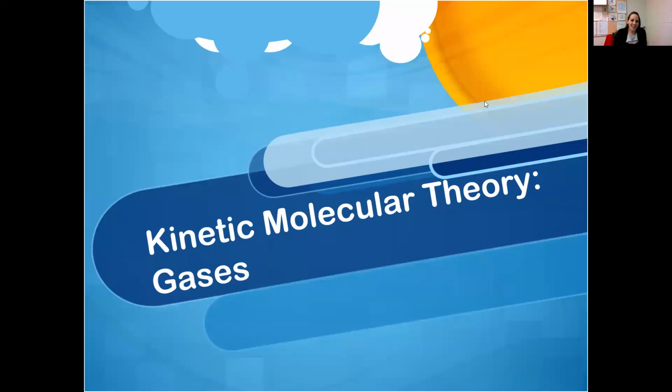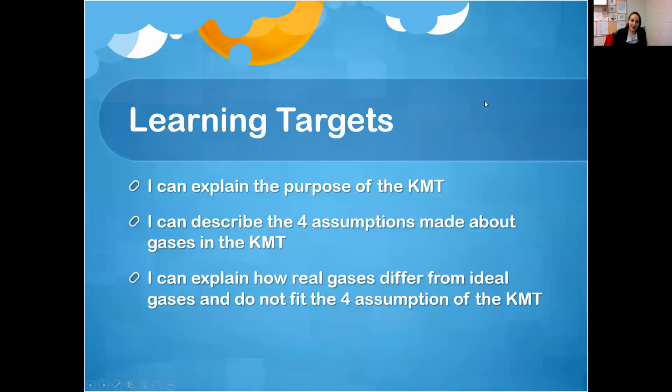So the kinetic molecular theory that we're going to be looking at, essentially what you need to know about it is why we care about the kinetic molecular theory, what the point of the kinetic molecular theory is, the 4 different assumptions of the kinetic molecular theory, and how those assumptions don't really hold true for real gases. They hold true for ideal gases, but not actually the gases that exist in the real world.